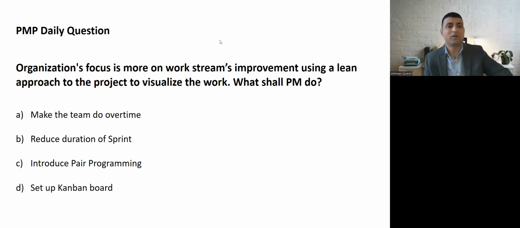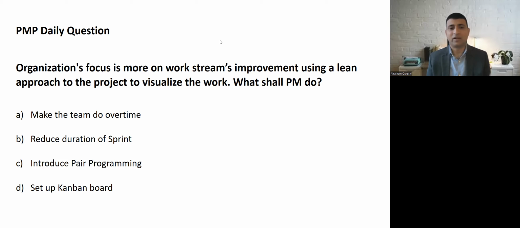Let's see what the question is for today. Organization's focus is more on the work stream improvement using a lean approach to project to visualize the work. What shall the PM do? Make the team do overtime, reduce duration of the sprint, introduce pair programming, set up Kanban board. So let's analyze the question first.